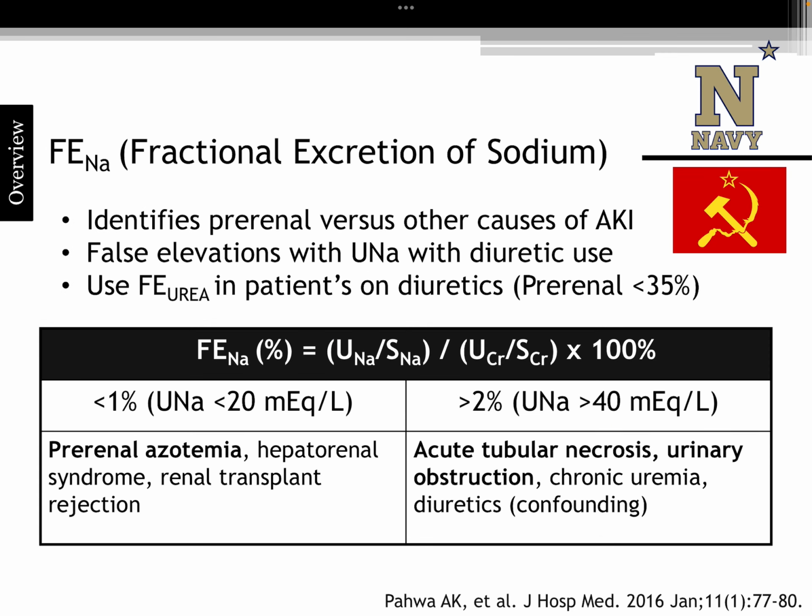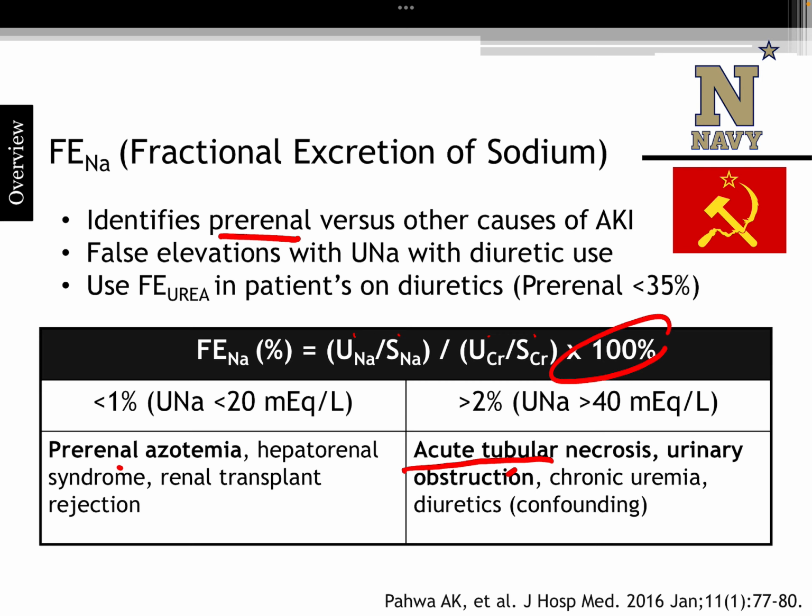One way we can figure out what kind of AKI a person has is using this thing called FEna, or the fraction of excreted sodium. Now, FEna is a calculation where you take the urine sodium divided by the serum sodium, and then you divide that by the urine creatinine divided by the serum creatinine. And that gives you a decimal, so then you have to multiply it by 100%. And again, this helps us define prerenal causes versus other causes of AKI.